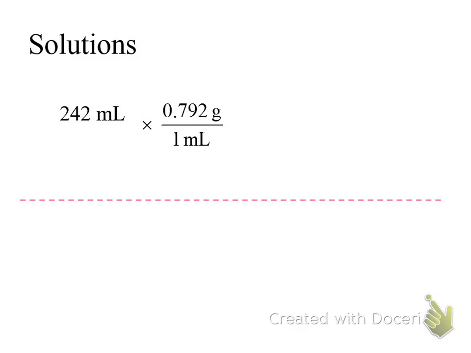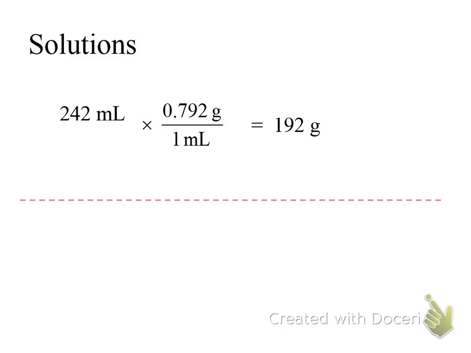0.792 grams over 1 milliliter. So milliliters cancel, we're left with grams. And we're done. Round it to 3 sig figs. 192 grams. Boy, after doing some of those other ones, that's a piece of cake. You're done. It's the hardest one.